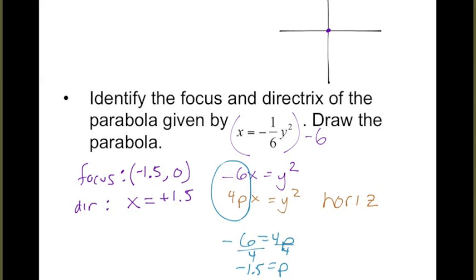Then we want to plot our focus. Our focus is at -1.5, 0. So that's on our x-axis at -1.5. Our directrix is at x equals positive 1.5. Our parabola is then going to go through the vertex around the focus. It's going to open up like this.